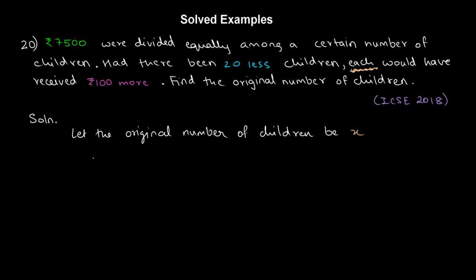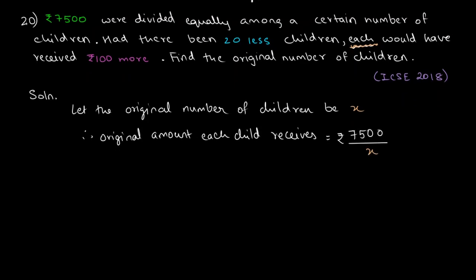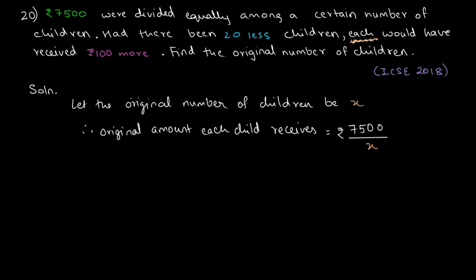So therefore, let's talk about the original amount each child receives. The original amount each child receives will be equal to rupees 7,500, which is the total amount that we have, divided amongst x children. So 7,500 upon x. That's how much each child will receive. Right, this is the original case.